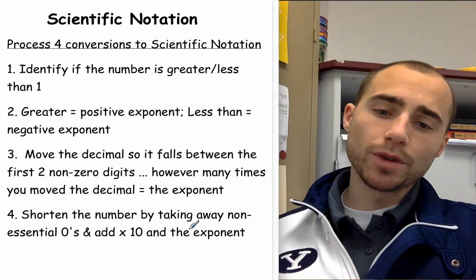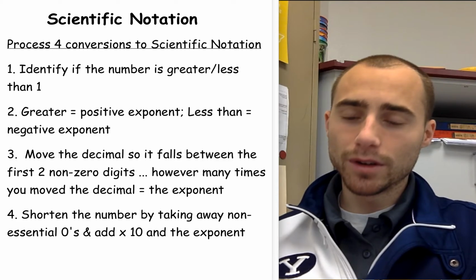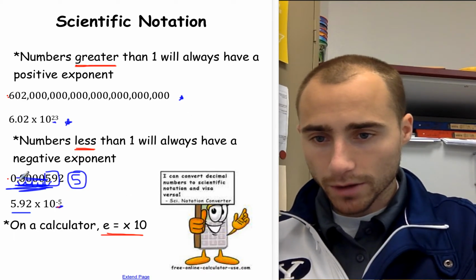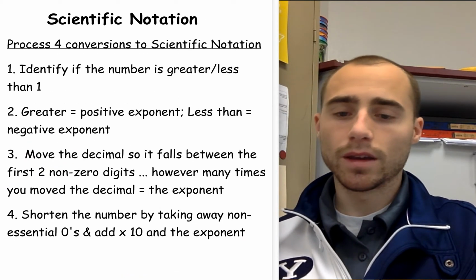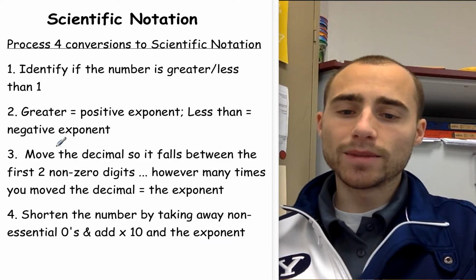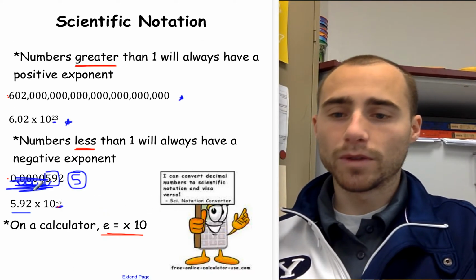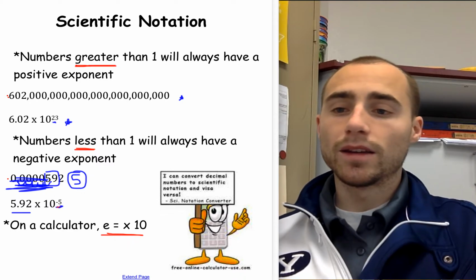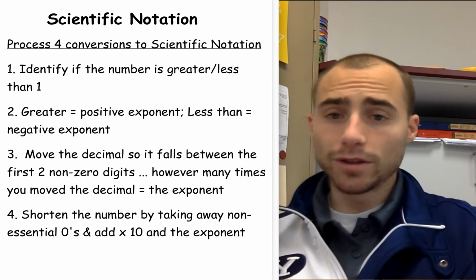Then, like I said, you shorten the number by taking away the non-essential zeros. So I moved the decimal, so I got rid of all these zeros. And add times 10 plus the exponent. So I moved it 5 times, so I add times 10 to the -5th. So that's how you convert to scientific notation.